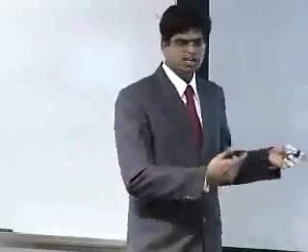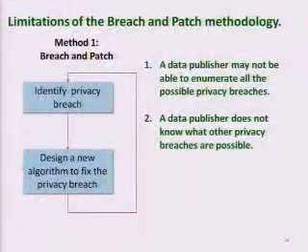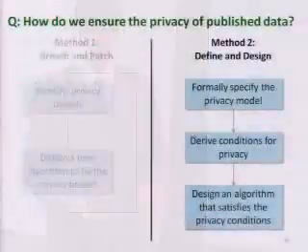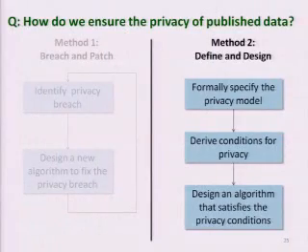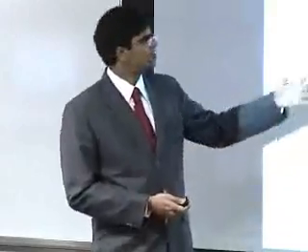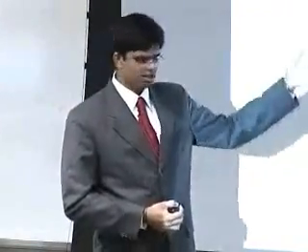So this whole methodology of first identifying a privacy breach and then creating an algorithm to patch that privacy breach and so on does not really work because one, data publishers do not know what are all the privacy breaches that are there. They don't know how to enumerate all of them. And even if you enumerate a list of them, they still don't know what other privacy breaches are possible. Right? So we need a more formal way to reason about privacy, wherein you first start off formally specifying a privacy model, then deriving conditions for privacy, and then designing an algorithm that satisfies these privacy conditions. I'm going to illustrate how one formally reasons about privacy in this model using L diversity, a privacy condition that I defined in order to overcome the shortcomings of k-anonymity.